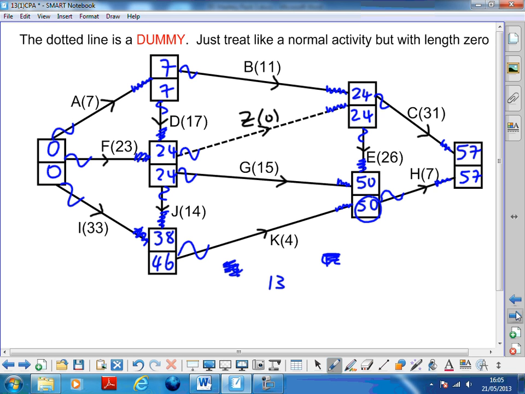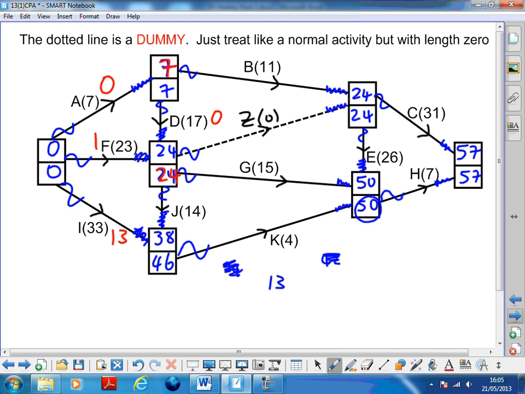Okay, floats. A, 0 to 7, length of 7, no float. F, 0 to 24, length of 23, 1 float. I, 0 to 46, length of 33, float of 13. Okay, D. D is going from 7 to 24, which is 17, and it is 17, so that's no float.